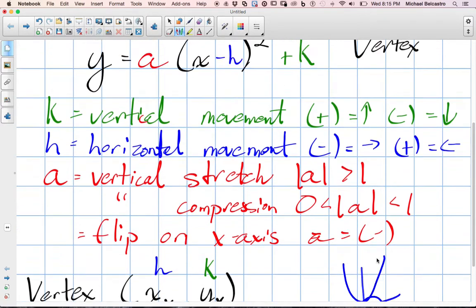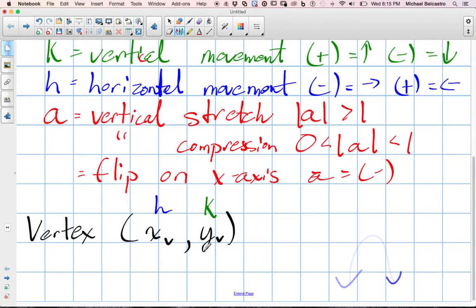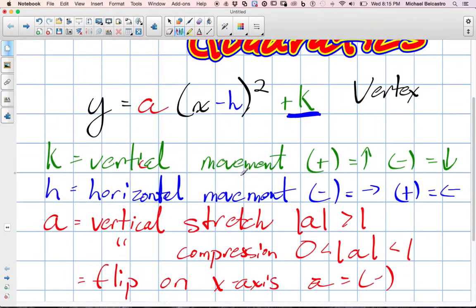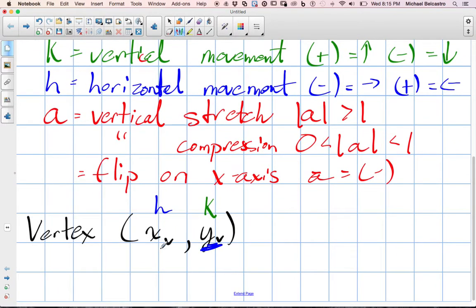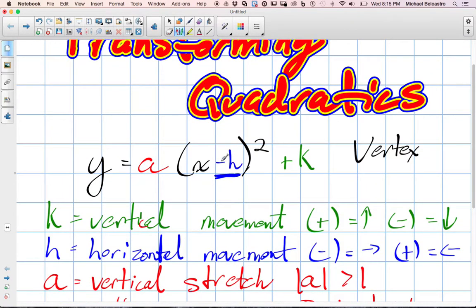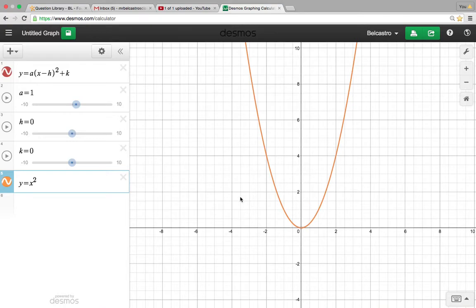Okay. They also call this vertex form because whatever number is in for k, that's the y value of the vertex. And whatever number is in for h, the opposite sign of it is the x value of the vertex. So if we have positive 2 in here, that means the x value of the vertex is negative 2. Okay, lots to remember there. But what we're going to do is experiment with this.